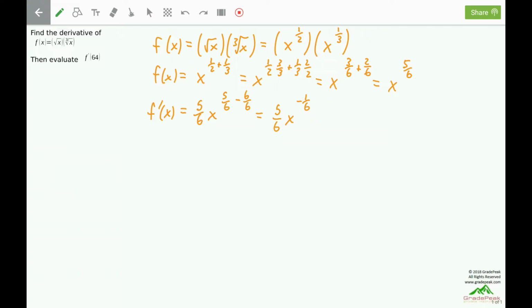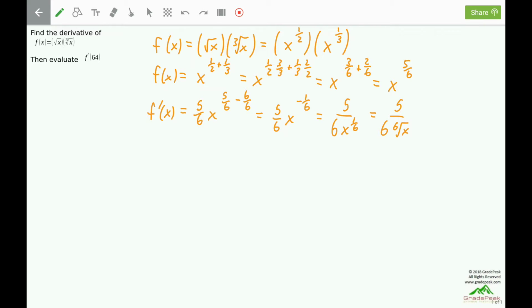Since I'm resulting in a negative exponent, I'm going to move it to the denominator. It'll go down there with the 6 as a positive 1/6. Now that can also be written as the 6th root of x.